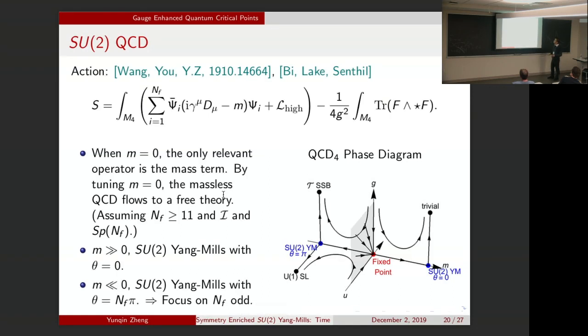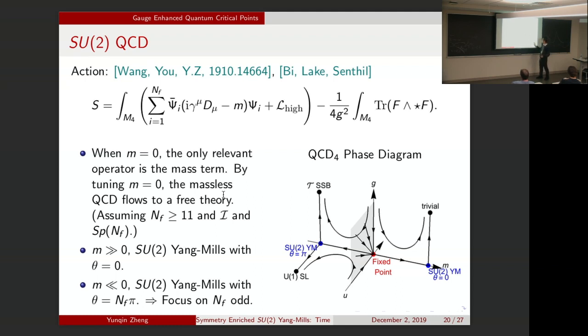So to simplify our life, I'm going to assume that the Yang-Mills theory is a large mass limit of the SU(2) QCD. As discussed in the previous talk, when the number of flavors is large enough, and when the mass is zero, the theory is believed to flow to a fixed point. So here's the phase diagram. This is the mass axis, and if we focus on the plane where the mass is equal to zero, then all the coupling constants are flowing towards the same fixed point.